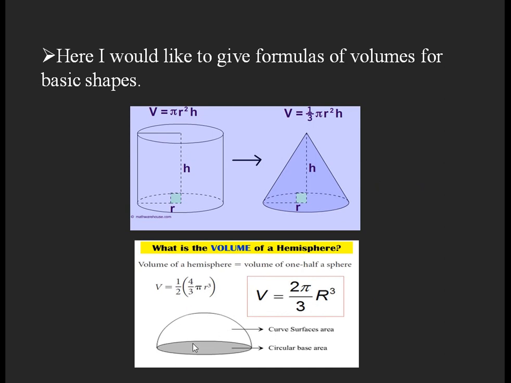The next shape is the hemisphere, which has a volume of 2 pi by 3 r cube. These are the three basic shapes in engineering mechanics that we face while finding the center of gravity for solid bodies, which are combinations of these three parts. I hope you understand how to find the center of gravity for solid parts.